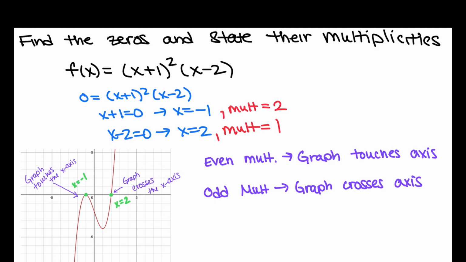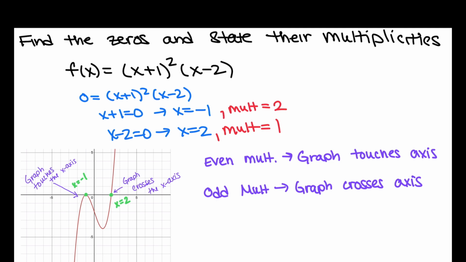So I'd like you to notice that at x equal negative 1, that's an x-intercept, or 0 of the function. Notice that the graph just touches at x equal negative 1. But at x equal 2, which is also a 0 of the function, or an x-intercept, the graph actually crosses the x-intercept. It turns out, anytime you have a 0 with an even multiplicity, like multiplicity of 2, the graph is just going to touch the axis. But if you have an odd multiplicity, like 1, the graph is going to cross the axis.